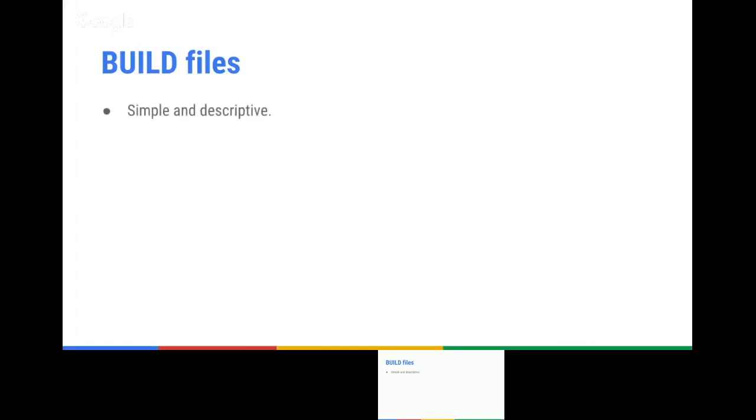So we have build files. Build files are intended to be simple and descriptive. It's a high-level representation of your project. What are the targets? What are the binaries? What are the libraries? What depends on what? So it's very high level, and it's intended to be readable by both humans and tools.